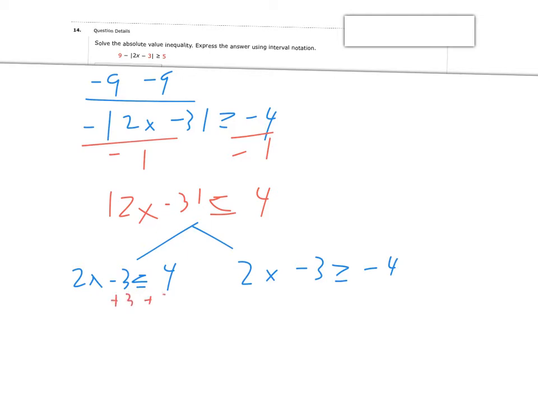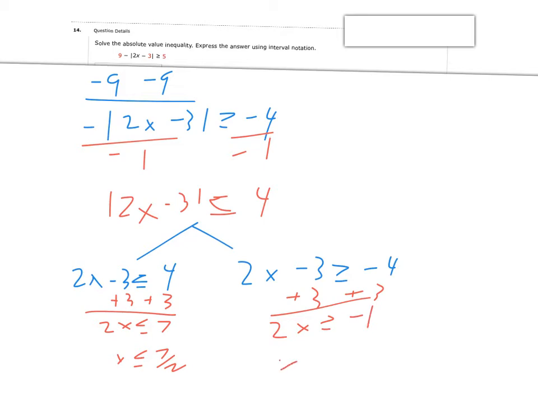And so 2x is less than or equal to 7. X is less than or equal to 7 over 2. On this one, I got 2x is greater than or equal to negative 1. X is greater than or equal to negative 1/2.